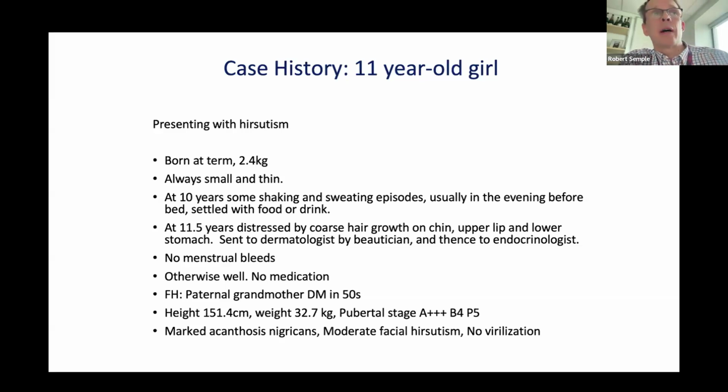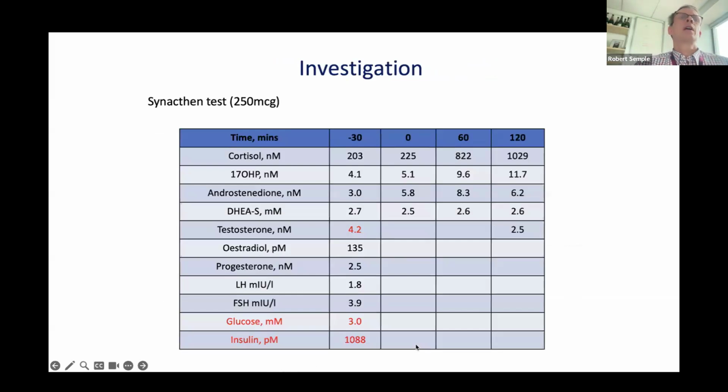And by that stage, she appeared well, but she had no menstrual bleeds, took no medication. There was a little bit of diabetes in the family. Her puberty was actually very well advanced despite primary amenorrhea, but she did have marked acanthosis and moderate hirsutism. And so she was worked up by endocrinologists, first of all, for things such as congenital adrenal hyperplasia. But you can see her results are really unremarkable in the short Synacthen test.